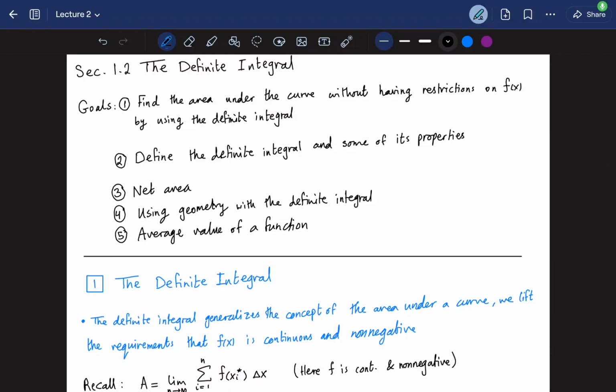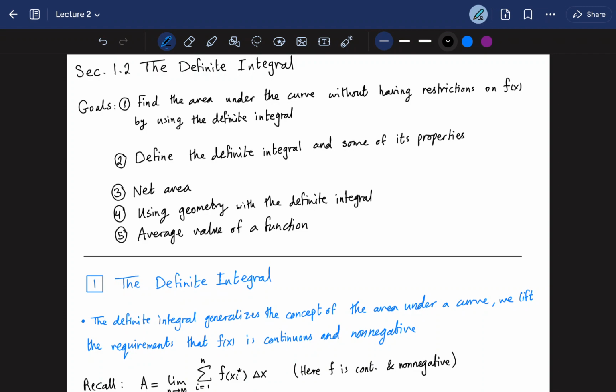In today's video, we're going to cover section 1.2, the definite integral. We're going to cover 5 main topics. So we're going to talk about finding the area under the curve, but here we don't have any restrictions on the function f. We're going to define the definite integral and some of its properties.